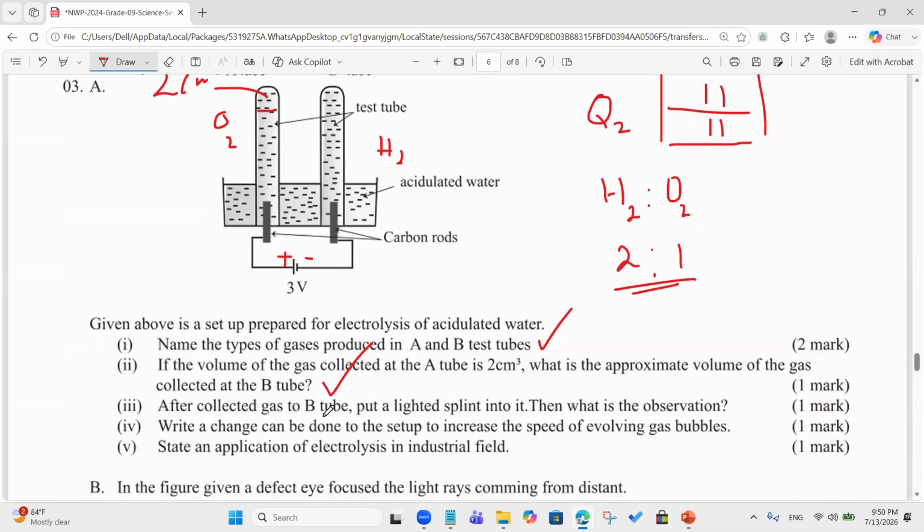After collecting gas in the B tube, put a lighted splint into it. Then what is the observation? When you insert the lighted splint, what's the observation, Lamai?